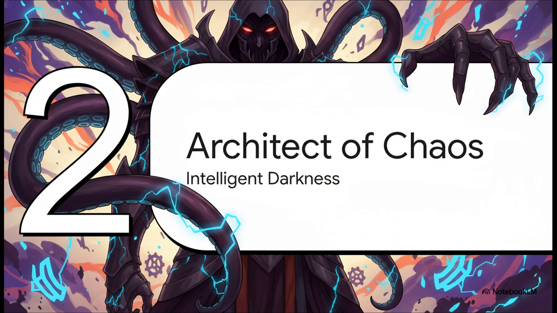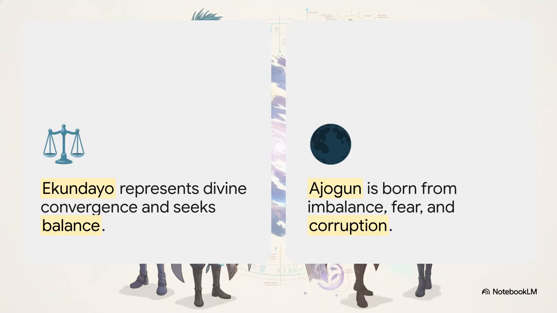Moving on to Section 2. Every epic hero needs an equally epic villain to push them to their absolute limits, right? Enter the Architect of Chaos, our main antagonist, Ajagun. There is this brilliant dichotomy between our hero and our villain. Ekundayo represents divine convergence. He actively seeks balance and order.